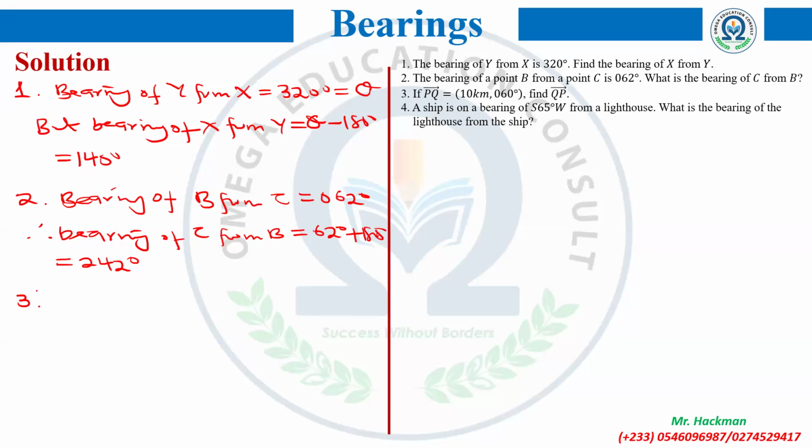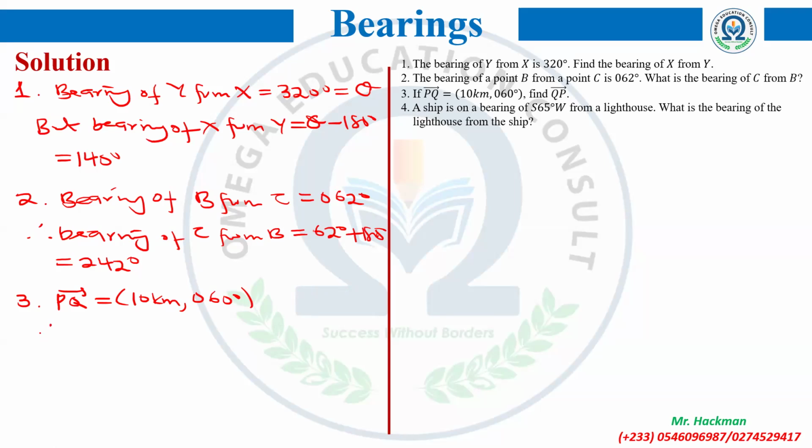So 3, what are we given? Vector PQ is equal to, if you're given a vector in the magnitude bearing form, 10 kilometers, which is the magnitude, and the bearing 060 degrees. What are you supposed to find? QP. You can see that for QP you are going backwards. So the QP vector must also be stated in the magnitude bearing form.